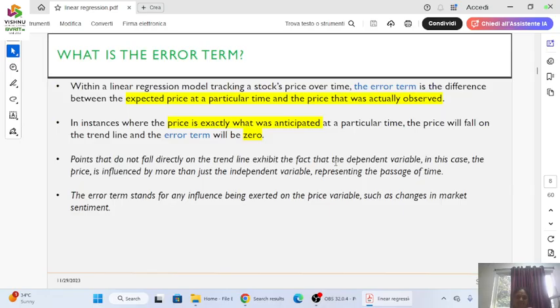In the instance where the price is exactly what was anticipated at a particular time, the price will fall on the trend line, and the error term becomes 0. So from those two points, we can see that the error term stands for any influence expected on the price variable, such as changes in market sentiment.